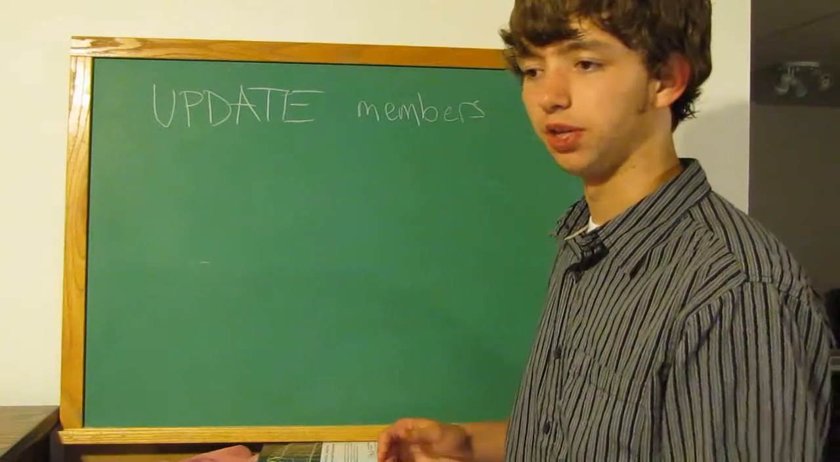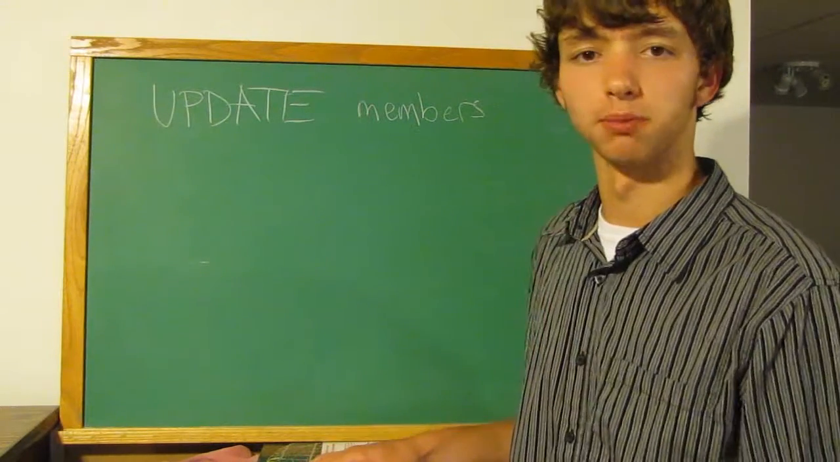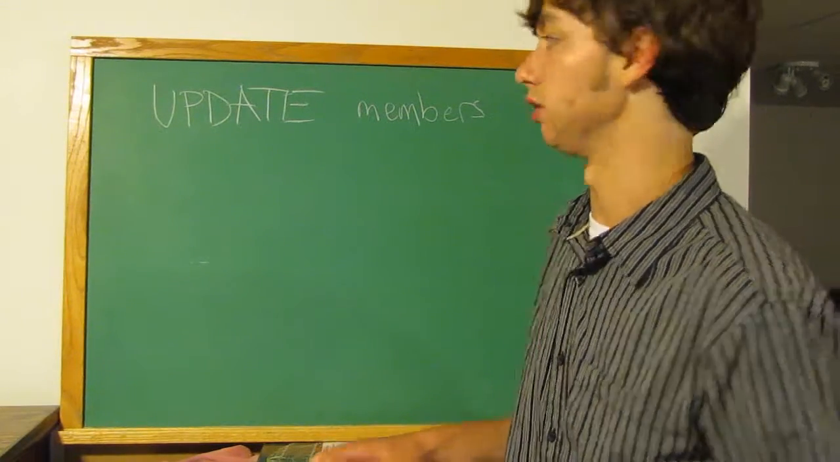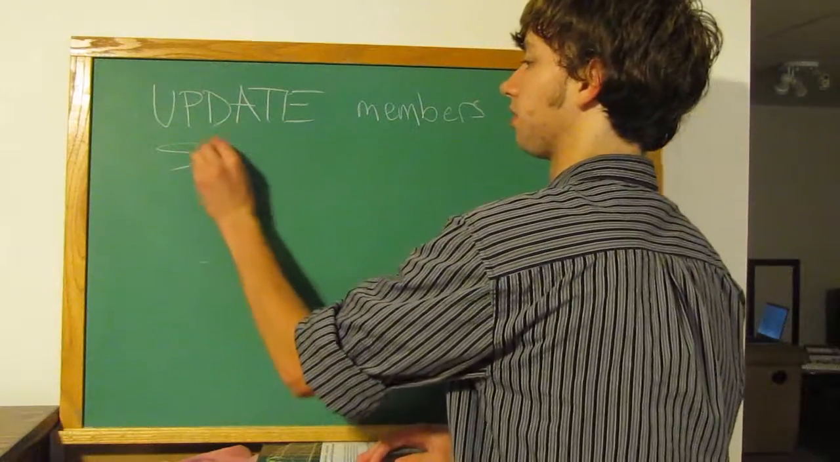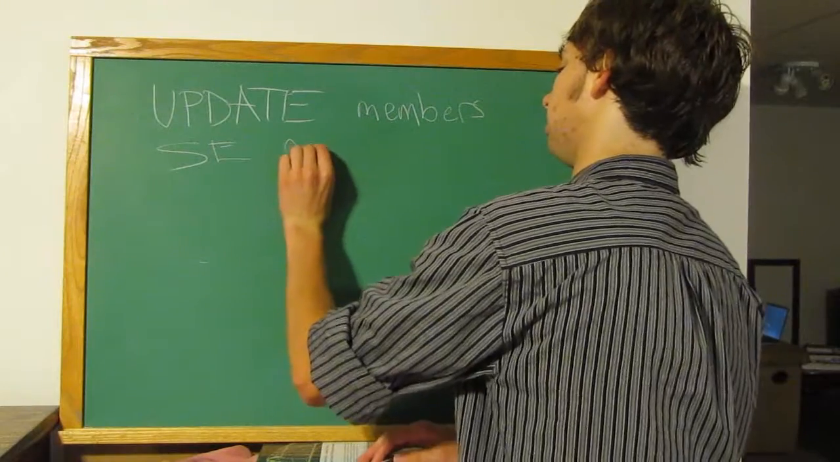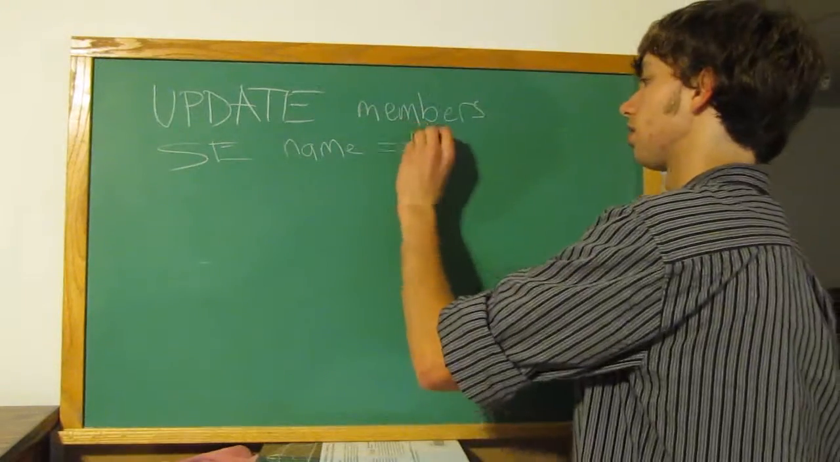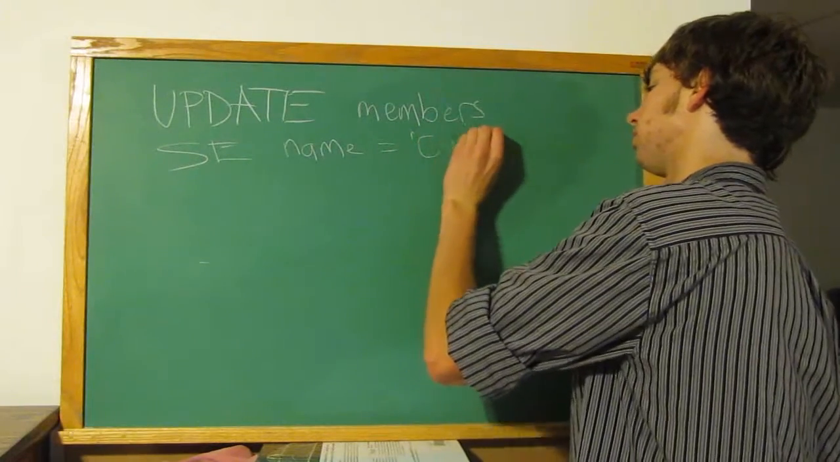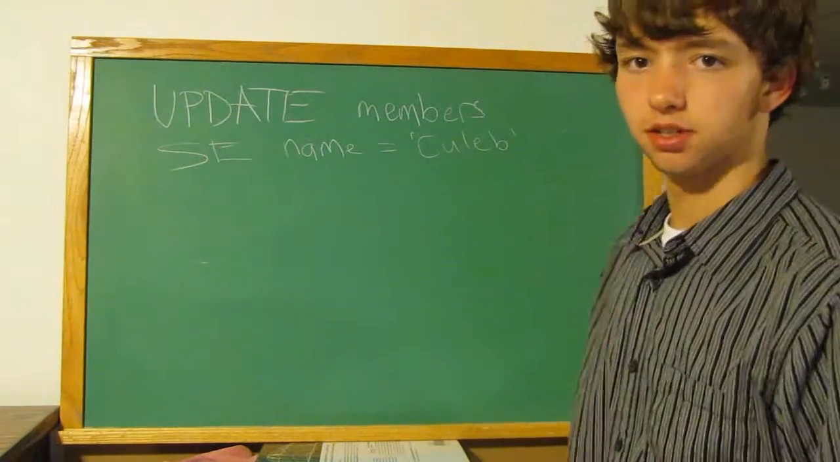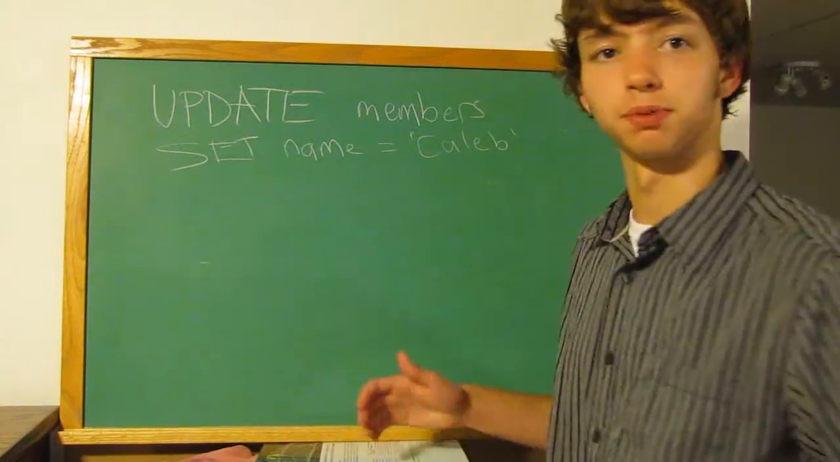From here, you can say what you want to change. So let's say I spelled my name wrong and I want to change that to Caleb. So set, my bad, name equal, and then in single quotes, Caleb. Like that. So that's pretty cool, but there's a big problem with this, and I'll explain this in a minute.